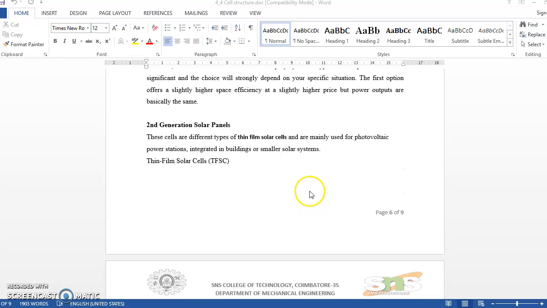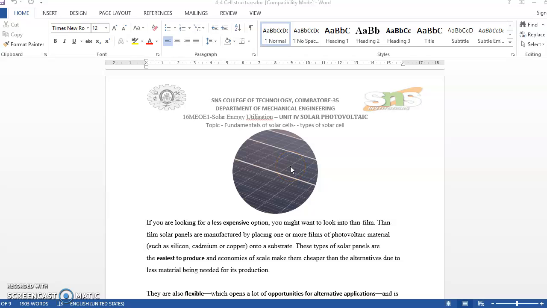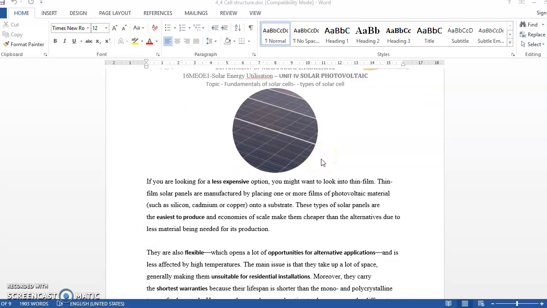So let me go for the second generation solar panel. So thin film solar cells (TFSC) are presently used in some urban areas. If you are looking for a less expensive option, you might want to look into this thin film. So these solar panels are manufactured by placing one or more films of photovoltaic material, you know, silicon, cadmium or copper, onto a substrate. This type of solar panel is the easiest to produce. Manufacturing procedure is very easy, and they are very flexible also. So this seems to be an alternative application.